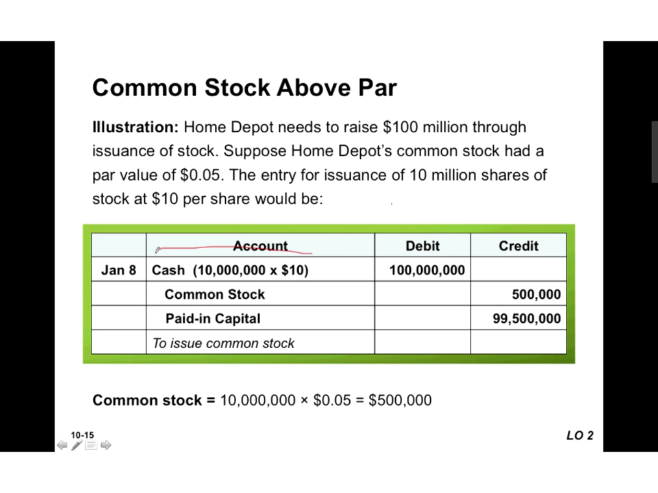Okay, so this first line, we're going to debit cash. That doesn't change. We're selling 10 million shares for $10 each. So the cash is still the same. Now the next thing that does change is common stock.